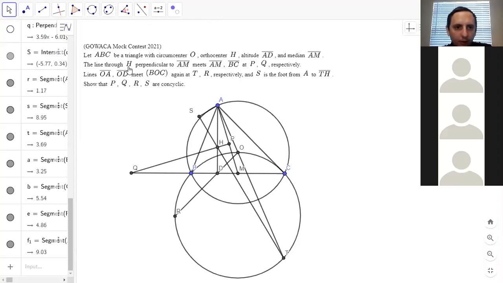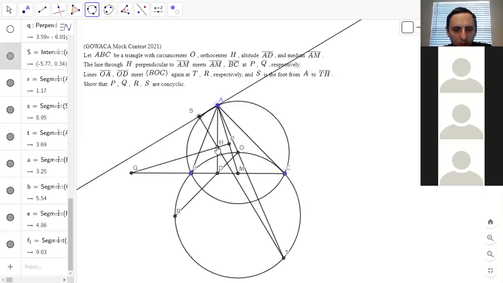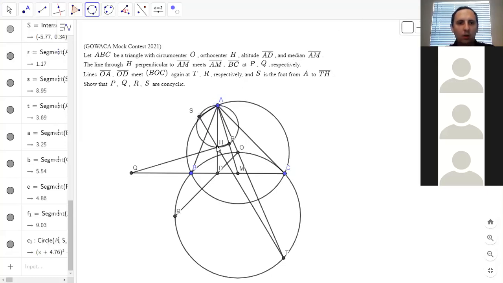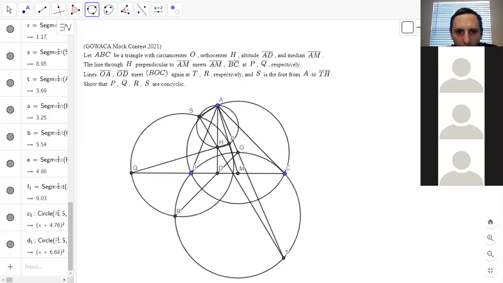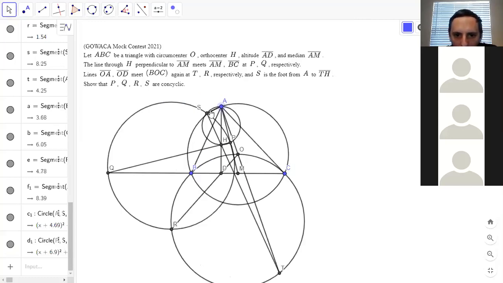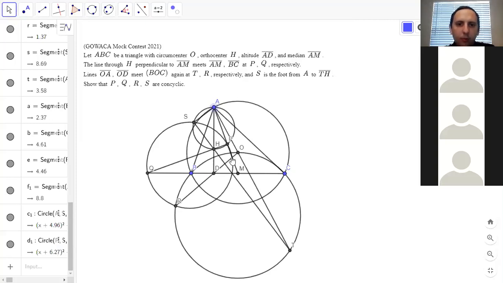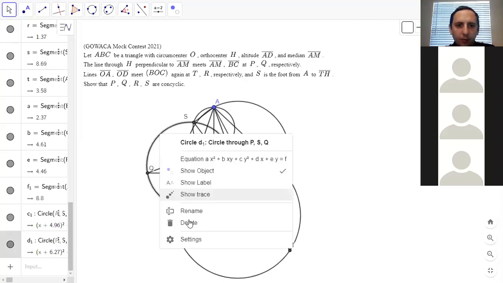Might as well, I feel like there's a lot of cyclic quadrilaterals here. So we want to show PQRS is cyclic. Do these concur right here? Let me check that. It looks like they do. Interesting. Okay. So it might be worth labeling this point right here. I'm going to delete the circle because we don't know that they're actually cyclic yet. We have to prove it.